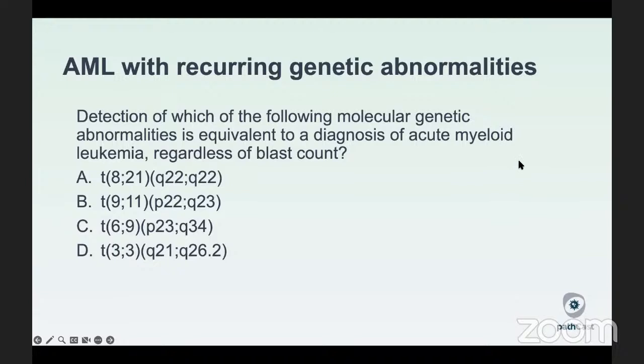This is one of the things that you might encounter in your board exam, like questions about acute myeloid leukemia with recurrent genetic abnormalities or recurrent gene mutations. Which one of the following molecular abnormalities is equivalent to acute myeloid leukemia regardless of blast count? So you don't have to have that 20% cutoff. We have 3 types of acute myeloid leukemia where we don't need the 20% cutoff, including the 8;21 translocation, the 15;17 translocation, and inversion 16.